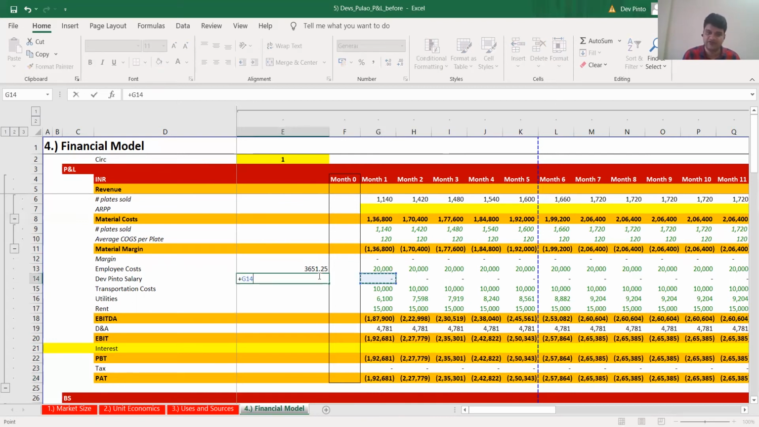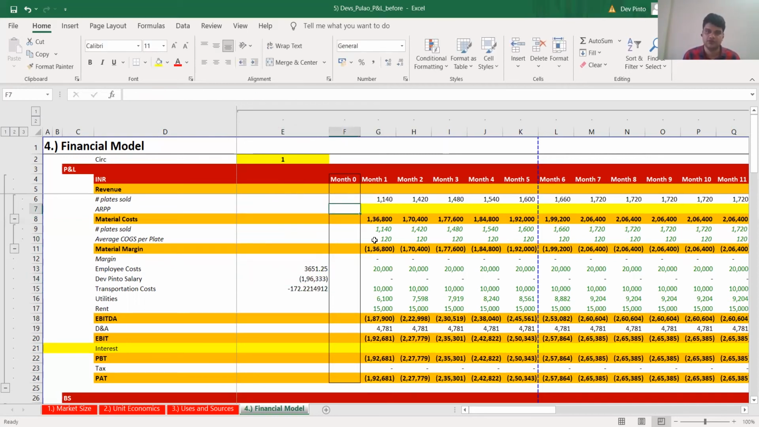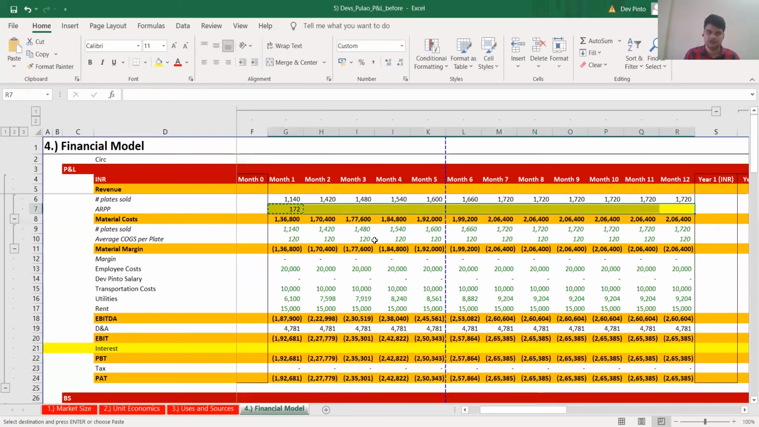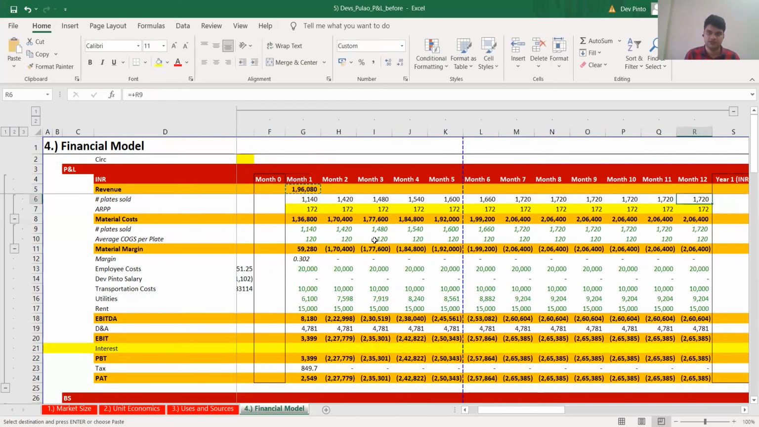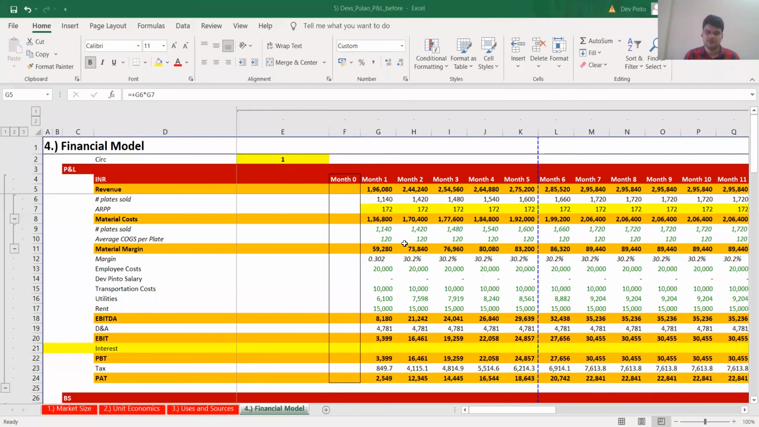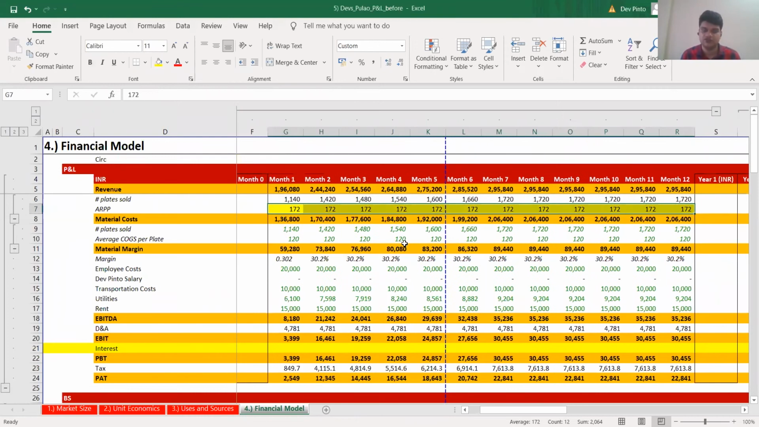Now, to break even at the profit after tax level, you're going to have to generate revenue of at least 1.96 lakh. What does that impute in terms of pricing? 172. So if I put 172 over here, right, let's compute revenue A into P. So 172 is roughly the break-even pricing in month one.